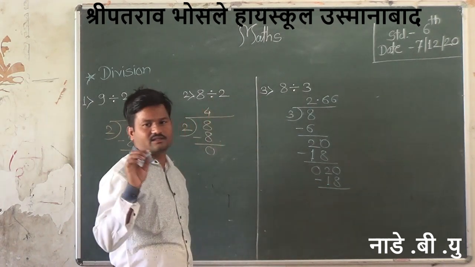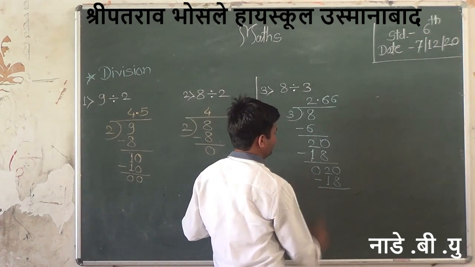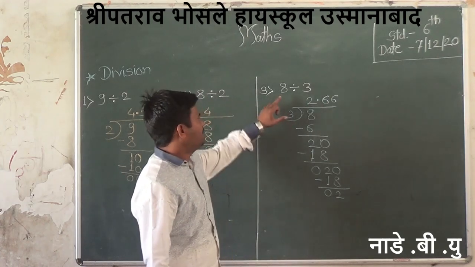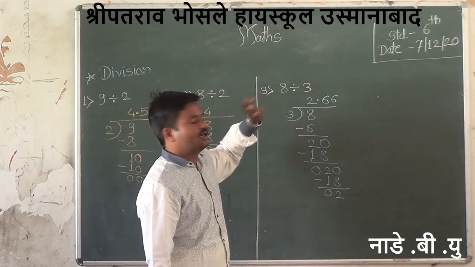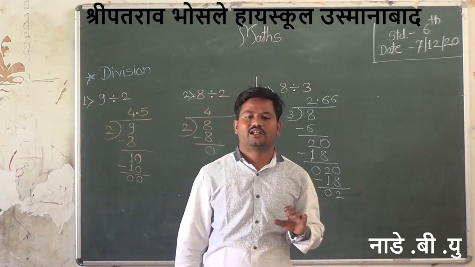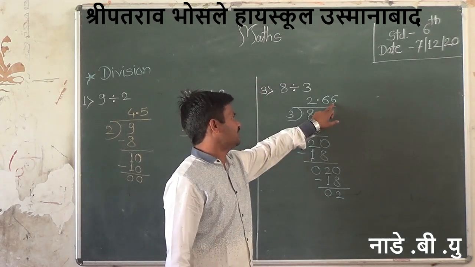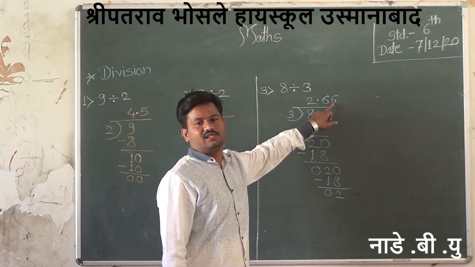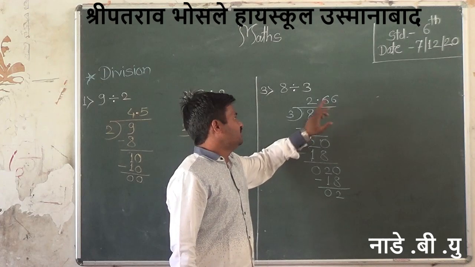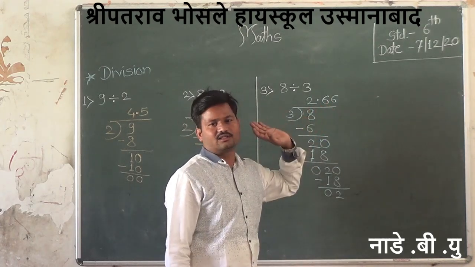Here 18 is subtracted from 20. Again we make the subtraction. The remainder is 2. In this example of 8 divided by 3, the remainder is again and again 2. Hence in the quotient the decimal 6 is repeated again and again. Here we stop the division at 2 or 3 decimal places.